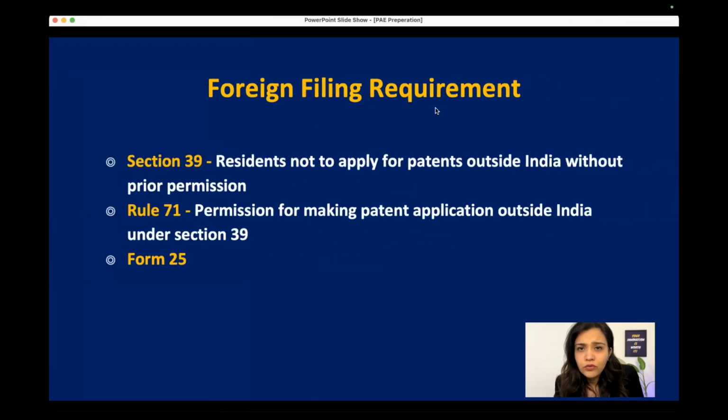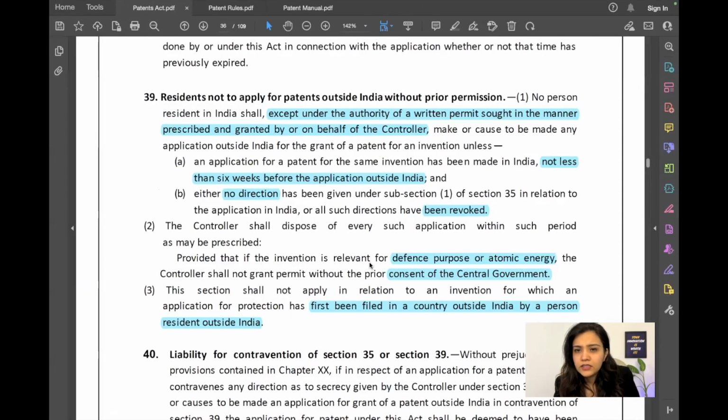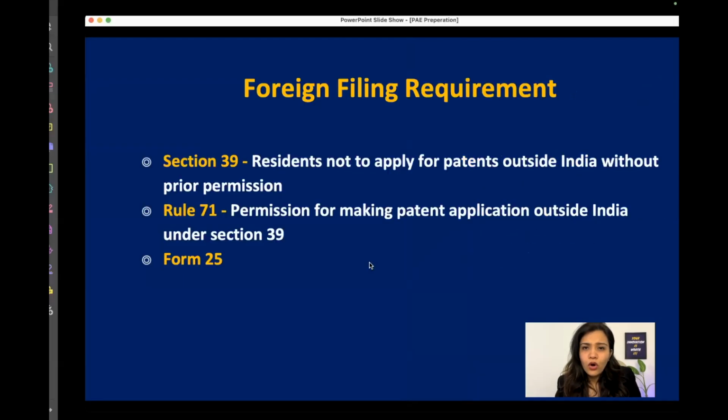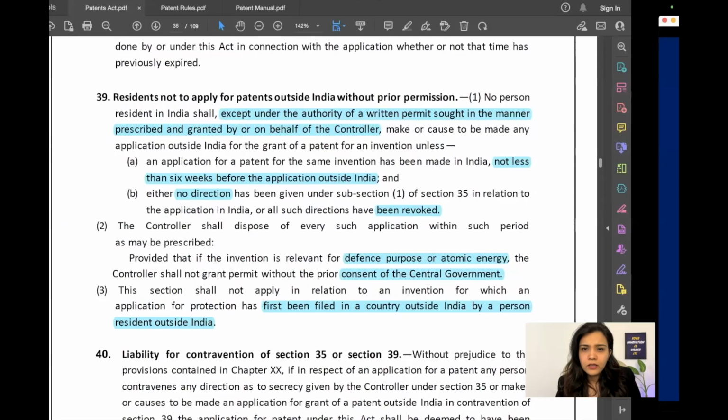Next, we'll come to foreign filing requirement or foreign filing license. Again, I think there is scope for an objective question from here, and maybe a short answer type question can come in which there is a scenario, and probably the answer would be that we need to apply for a foreign filing license under this section. So let me tell you the concept of foreign filing license.